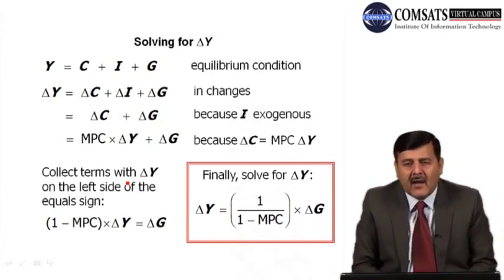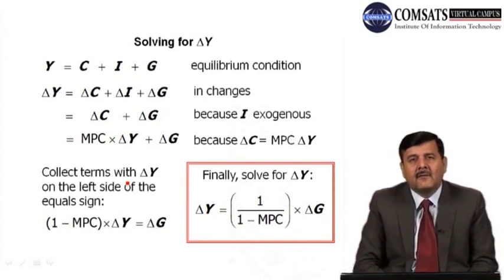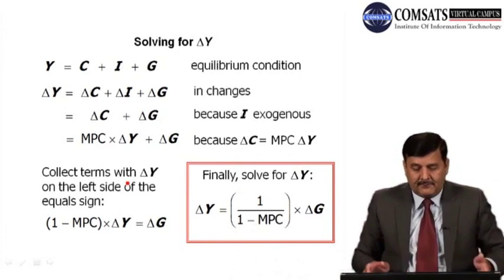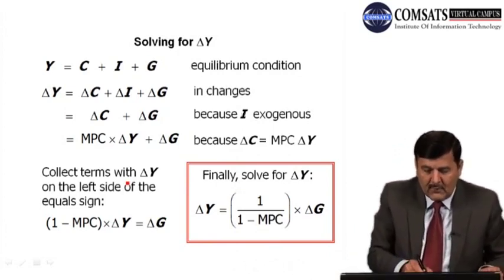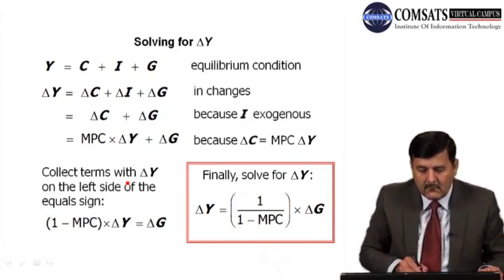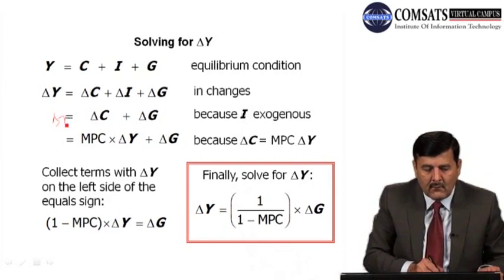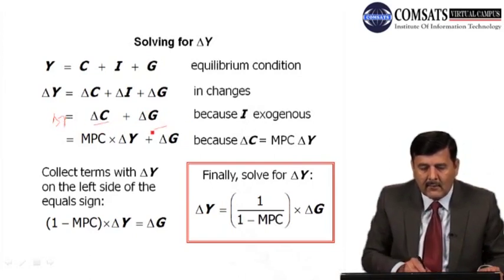Now we'll see that, as we know, our income equation in chapter 3 that we have learned is Y equal to C plus I plus G when the economy is closed, and this is the equilibrium condition of the economy. Now if we apply changes on both sides, delta Y will be equal to delta C plus delta I plus delta G. Now because we assume that I is exogenous, the change in I is 0. When it is exogenous, it is given, it is 0. So we are left with delta Y equal to delta C plus delta G.